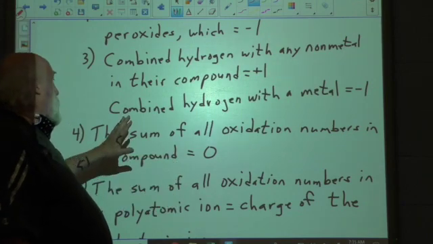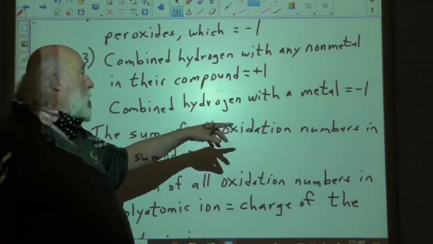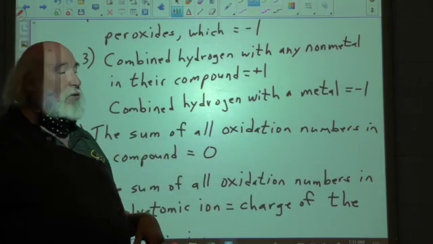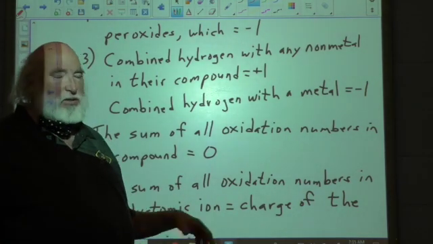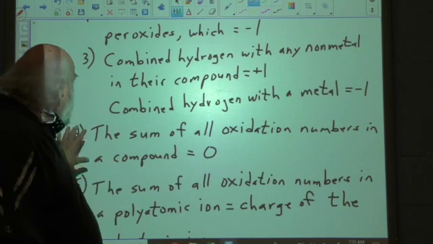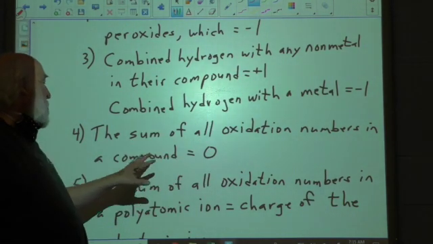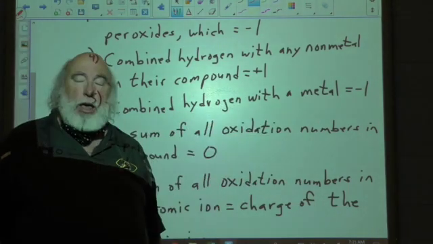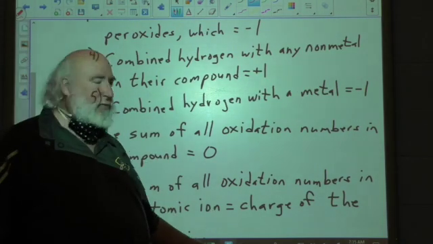But if hydrogen is combined with a metal, then its oxidation number is -1. That now becomes an ionic compound, and it'll always be negative when it's with a metal, which has to be positive. And remember, number 4 here is an important one. The sum of all oxidation numbers in a compound has to add up to 0, which explains why hydrogen with a metal has to be -1 because the metals are always positive.